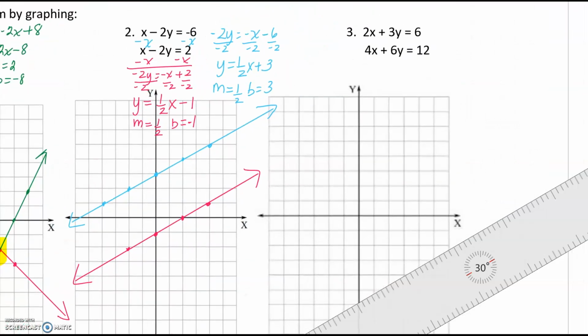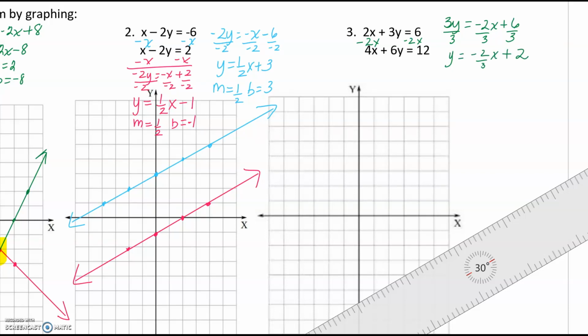Now let's go to our third one. 2x plus 3y equals 6. I'm going to subtract 2x from that first equation, and I get 3y equals negative 2x plus 6. I'm going to divide by 3 all the way through, and I get y equals negative 2/3 x plus 2.